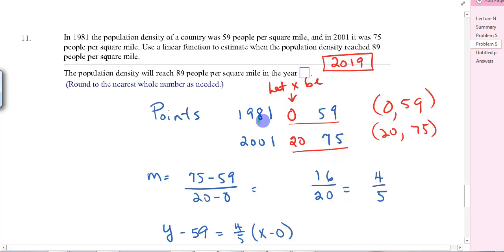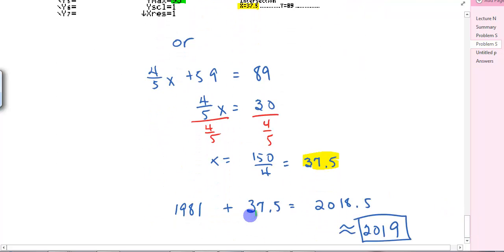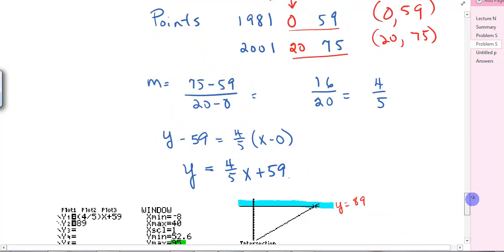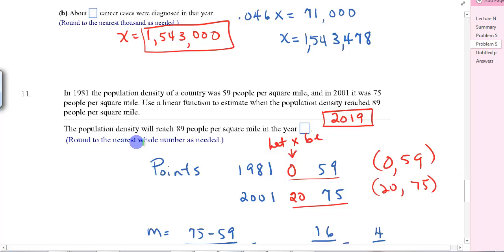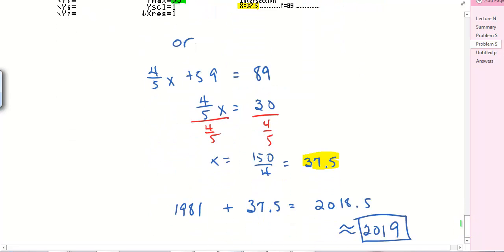All right, so 37.5 is one of these. And so it's that many years after 1981. So 1981 plus 37.5 gives us 2018.5. And did it say to round to the nearest whole year? Yeah, nearest whole number. So that would be 2019. And that is the set of problems for 2.2.